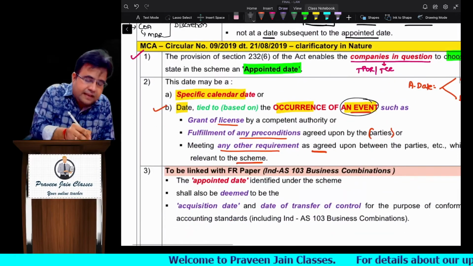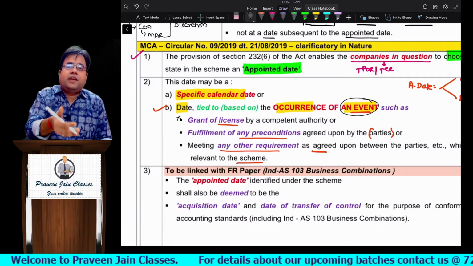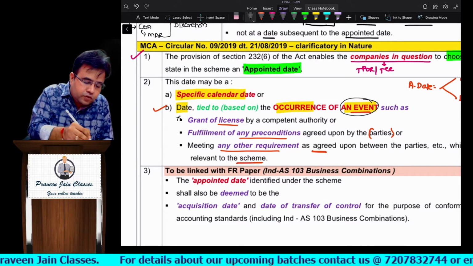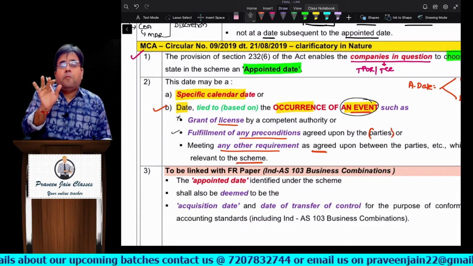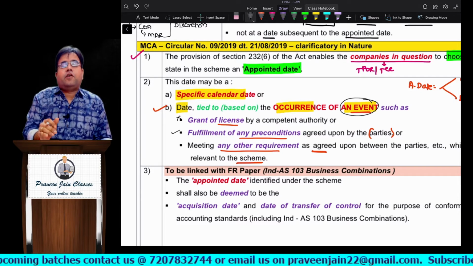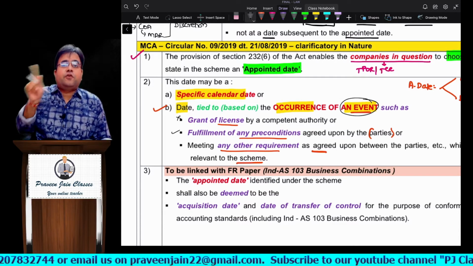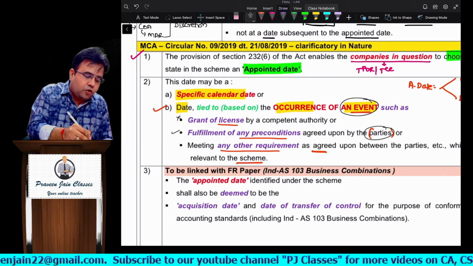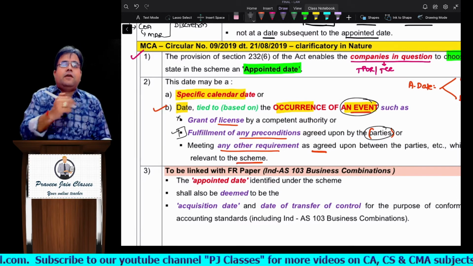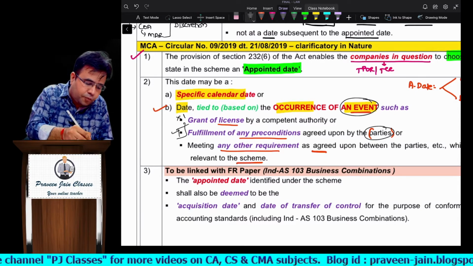Now tell me, sir, is it based on grant of license? Answer is no, because no competent authority mention is given here. Do you think this is based on fulfillment of any precondition? Answer is yes. Both the parties have put one precondition. What, sir? This scheme will be effective when, sir? When we file the copies with whom, sir? ROC. So can I say in my example, sir, this point number 2 is getting fulfilled. And so this is point number 1, point number 2, point number 3, sir.